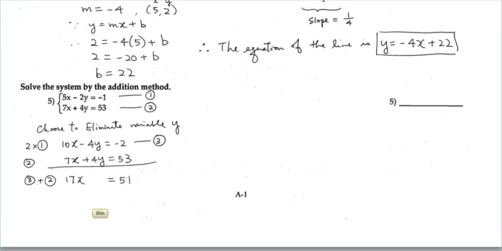How can I get x by itself? I divide both sides by 17. So what would that be? x would be equal to 3. And now, what do we need to do next? Are we done? No, not yet. We only got one of the variables. We got x. And then the second half would be like the method of substitution.